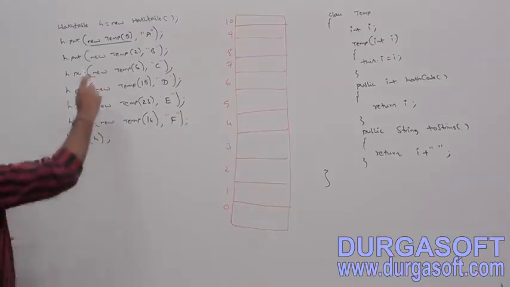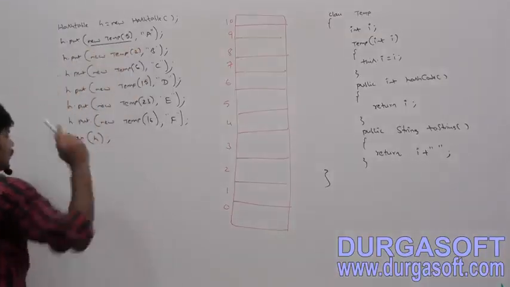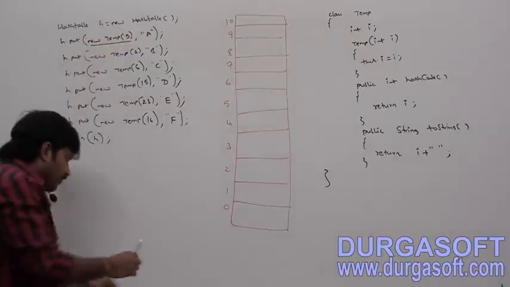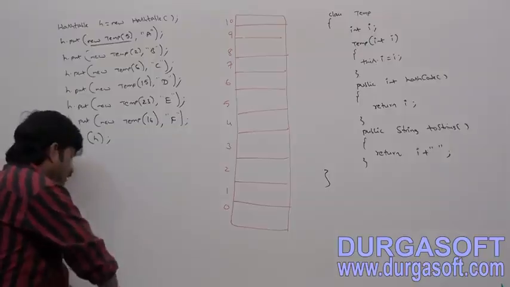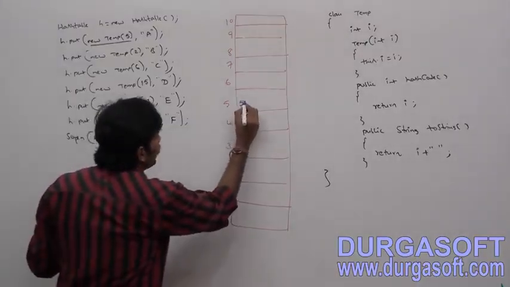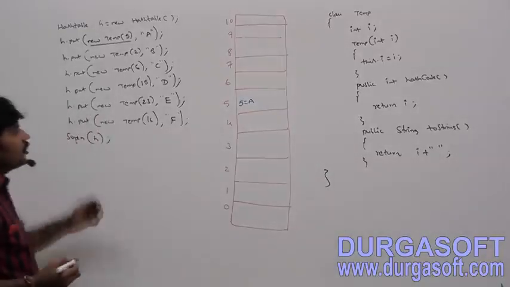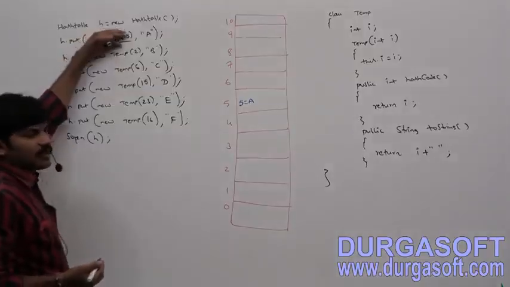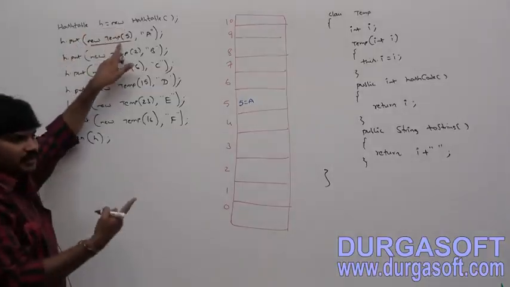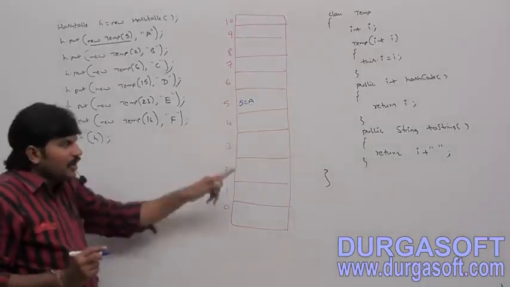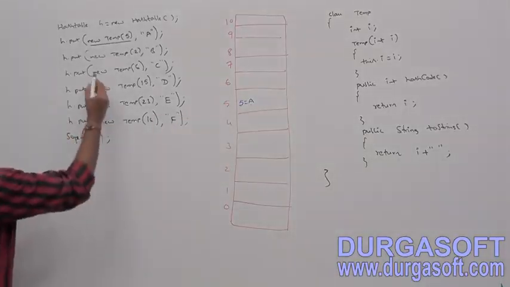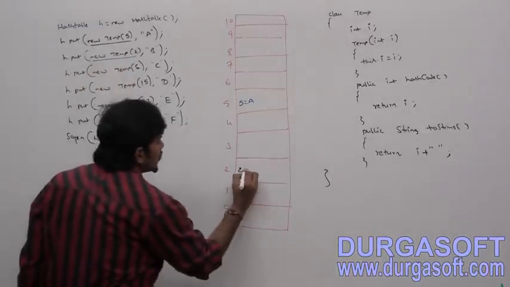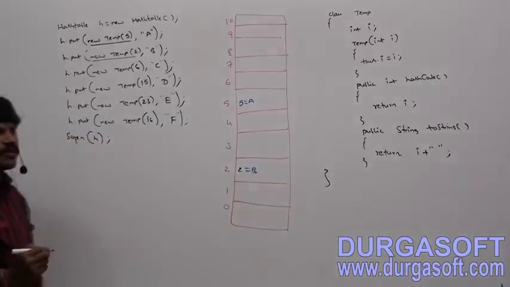Default initial capacity 11. new Temp(5, a). What is the hash code of this object? 5. In the fifth bucket, 5=a is saved, because its hash code is 5, and while printing, 5 will come because of the toString method. Next, new Temp(2, b). The hash code of the key is 2, so 2=b is saved.